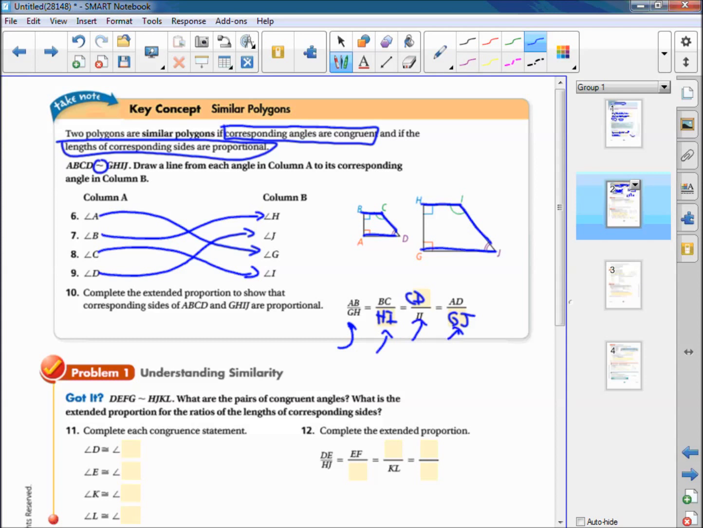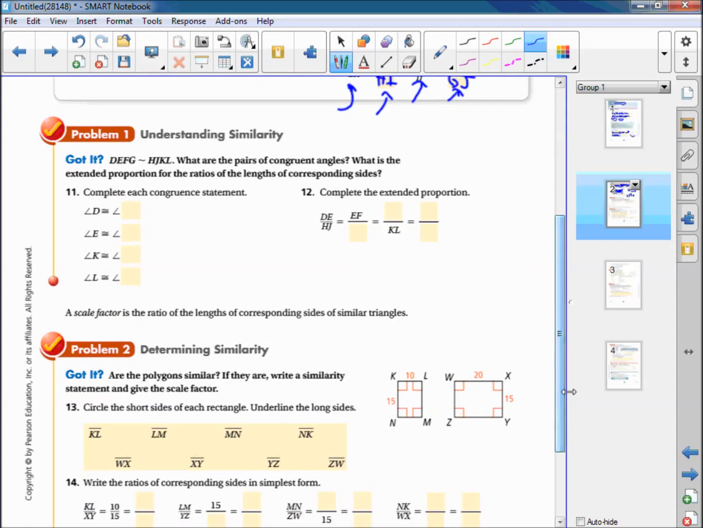Okay. All right, so understanding similarity. Problem number 1 here. DEFG is similar to HIJK. So we have two quadrilaterals that are similar. What are the pairs of corresponding angles, and what is the extended proportion for the ratio of the lengths of the corresponding sides? All right, so angle D is going to be matching with H.